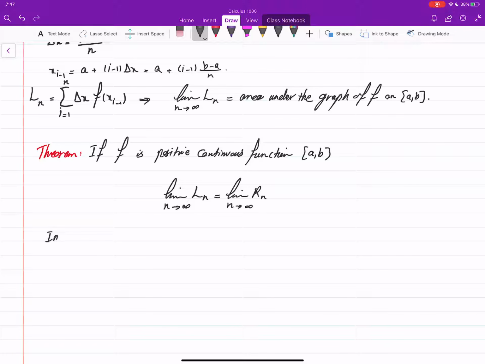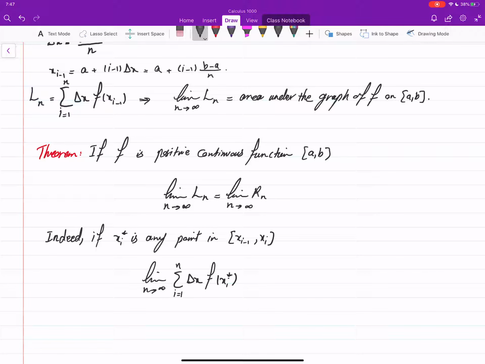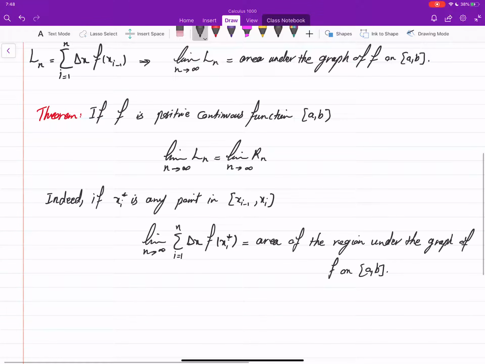Actually, what we have is even more. Indeed, if x_i star is any point in the subinterval [x_{i-1}, x_i], so you choose any point, you don't need to choose left or right endpoints, then the limit of the approximation using those points is going to be the same thing as the limit of L_n and the limit of R_n, and all of them are going to be the area of the region under the graph of f on the interval AB. So that's what we have.